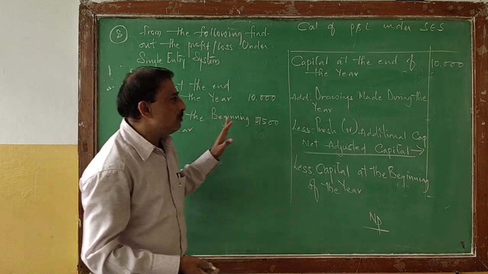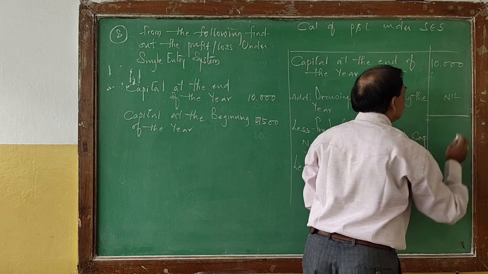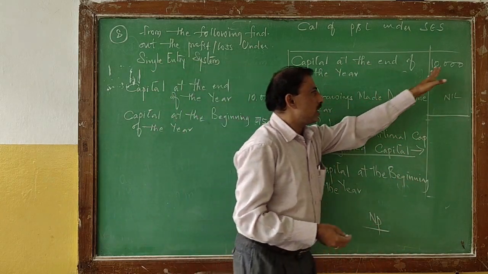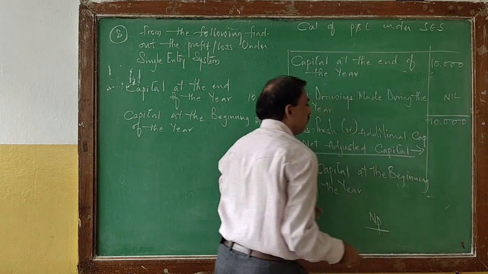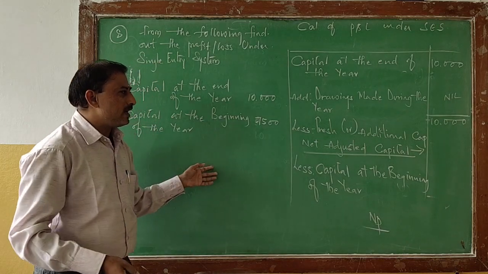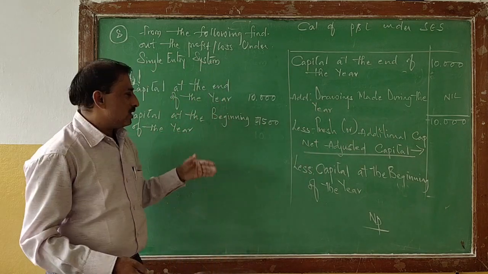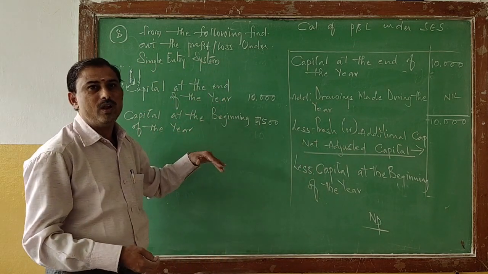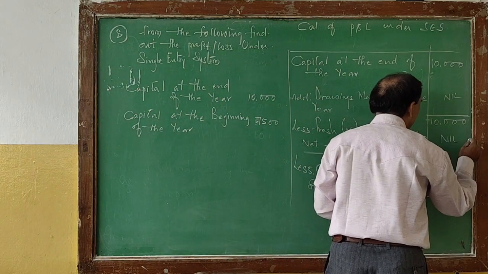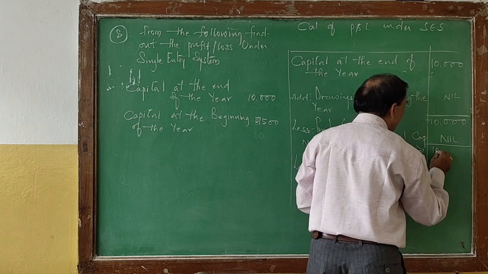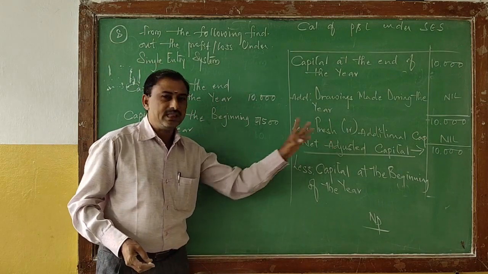Then the drawings should be considered as nil, that is nothing but zero. Drawings is 0, so the 10,000 will be carried forward as it is. For that, again we have to do the adjustment regarding additional capital or fresh capital introduced. That also is not given in the problem, so keep that also as nil or zero. So the net adjusted capital we will take as 10,000, the same.